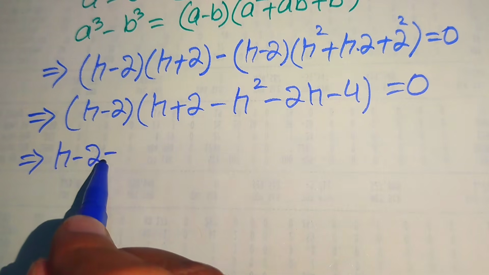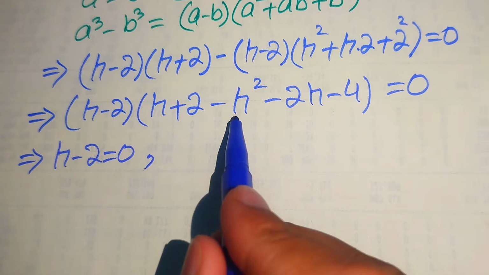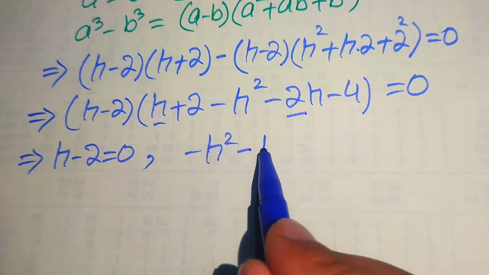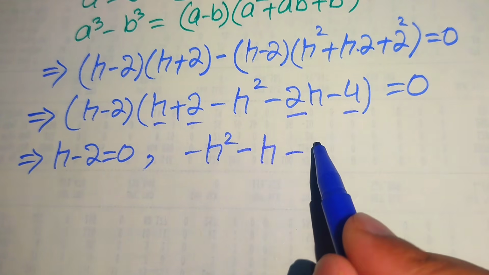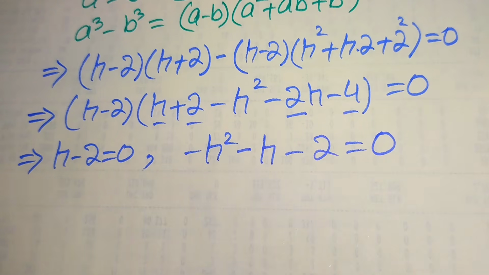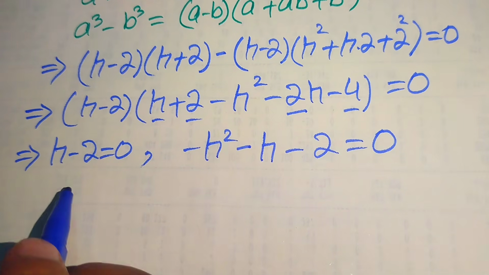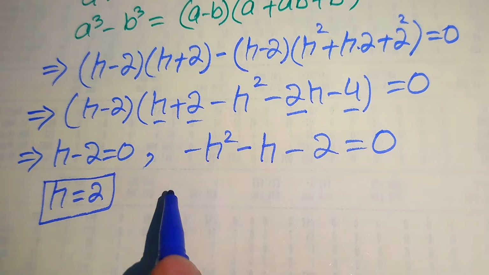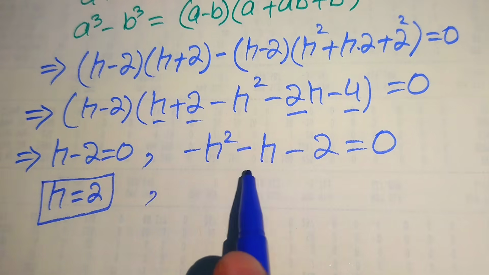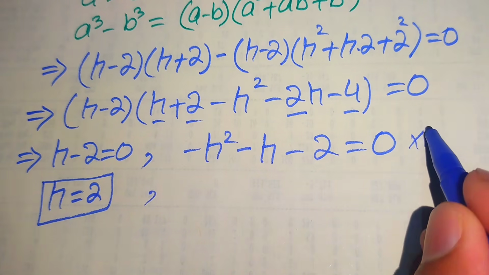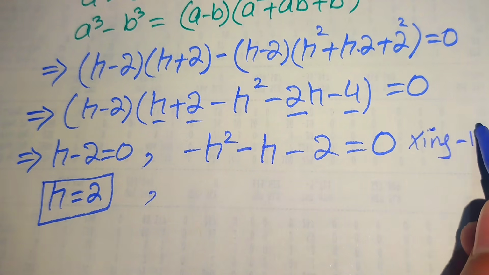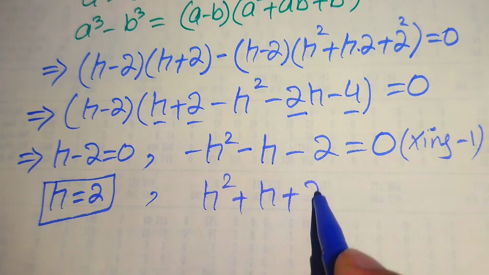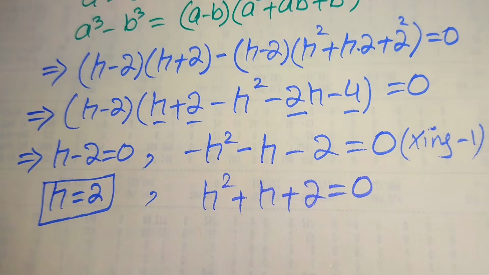And now we divide this equation into two cases. The first case is h minus 2 is equal to 0, and the second case is minus h square, and h minus 2h becomes minus h, and 2 minus 4 is equal to minus 2, and this whole equation is equal to 0. From the first case we move the minus 2 to the right hand side, and we easily get the value of h is equal to 2. In the second case we need to multiply each of these terms by minus 1, and it will be written as h square plus h plus 2, and this whole equation is equal to 0.